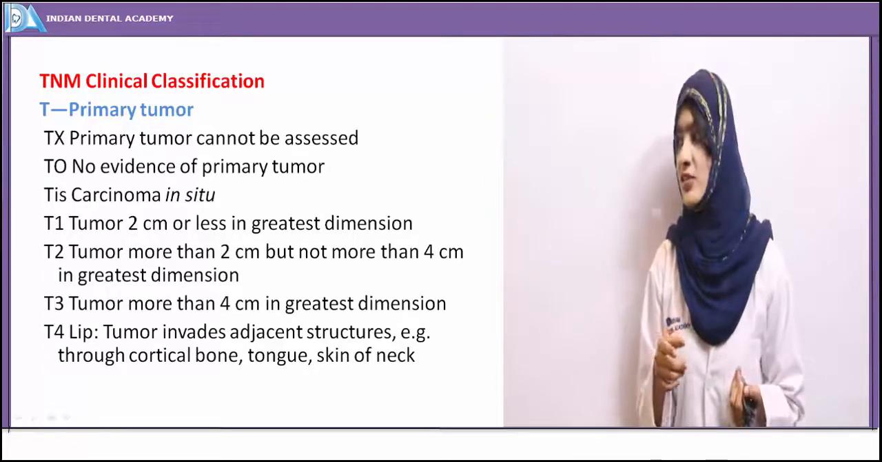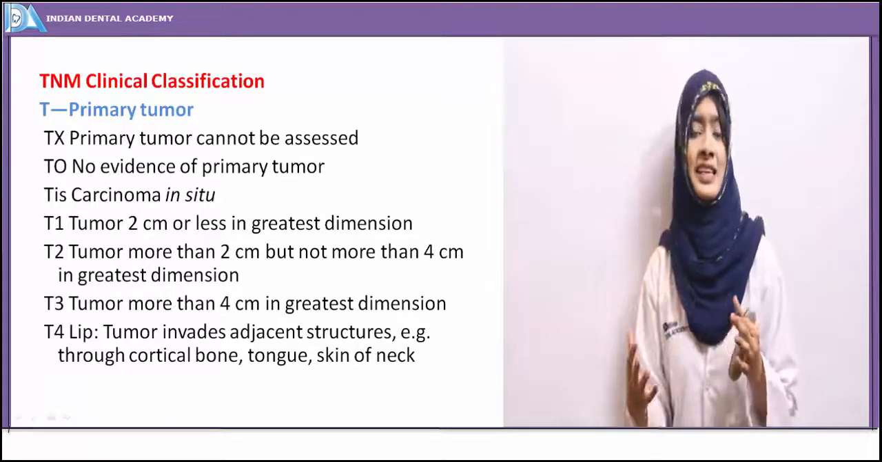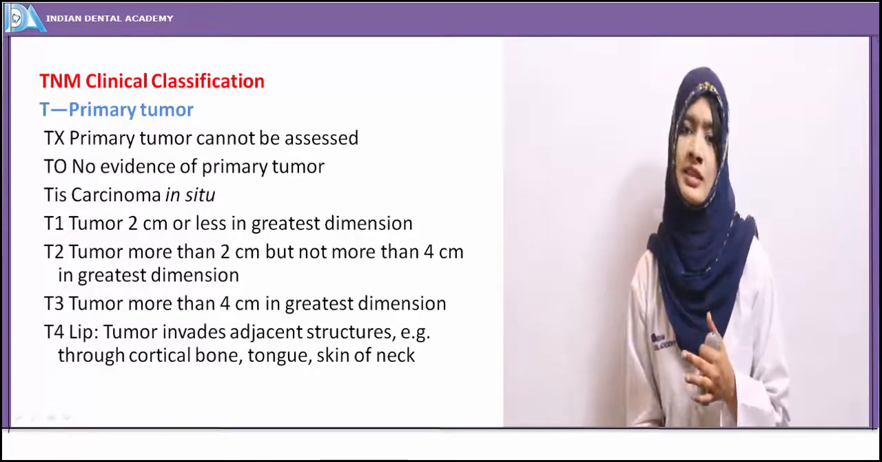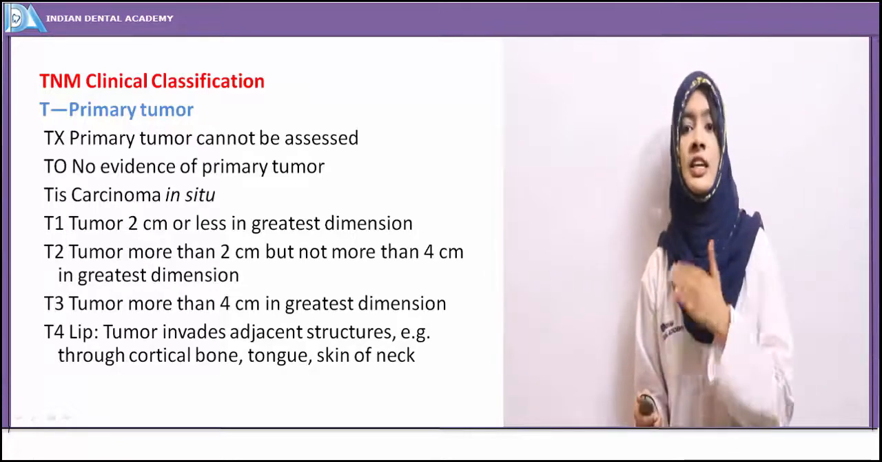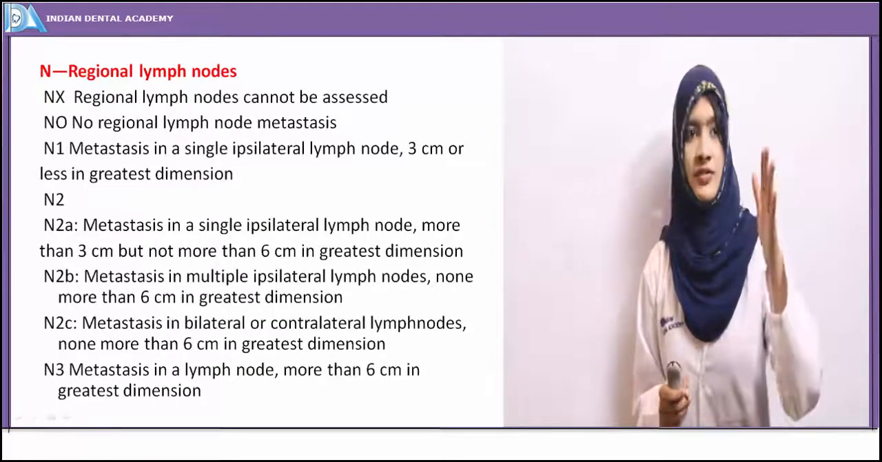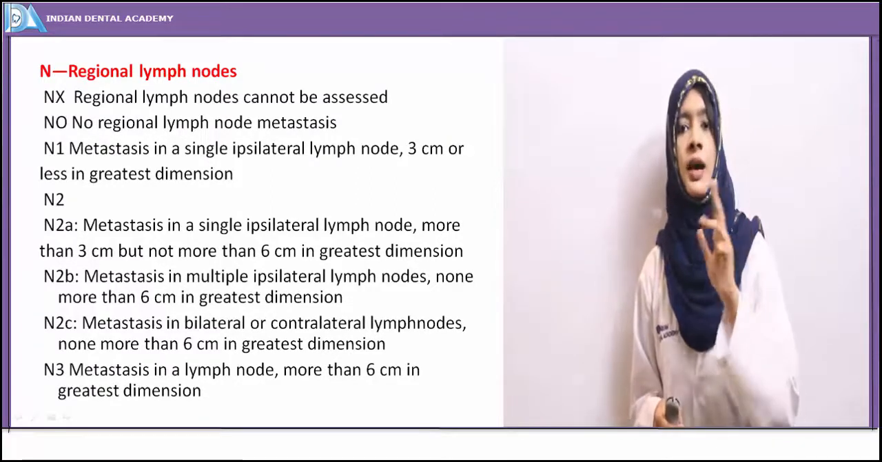The term T4 is given when the tumor invades adjacent structures, that is the cortical bone, tongue, skin, and neck, through infiltration and through malignancy. So metastasis has occurred at a very advanced stage in the case of T4. And now we have seen the spread of the tumor. Whether the tumor is present or not is given by the term T.